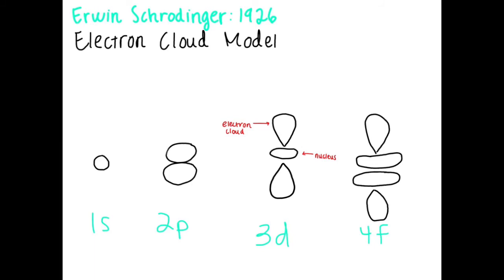The model introduced the concept of sub-energy levels, similar to the quantum mechanical model, that does not define the exact path of an electron, but does predict the odds of the location of an electron.